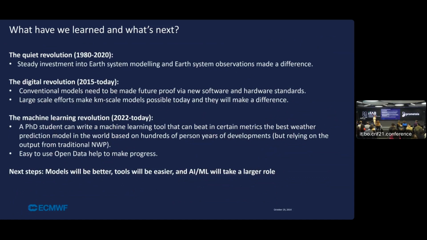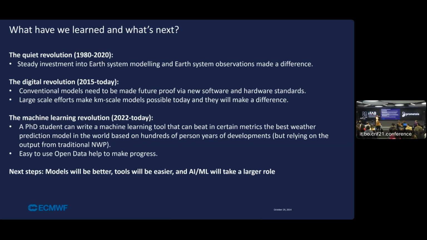So just a summary of where we are then in numerical weather prediction. I talked about the quiet revolution, where we really made our way, little by little, without any big step change, maybe a bit with the satellites in the late 90s. And we progressed 1 day per decade. The digital revolution, we really have to adapt our conventional models to the new supercomputers. And this will make a difference.